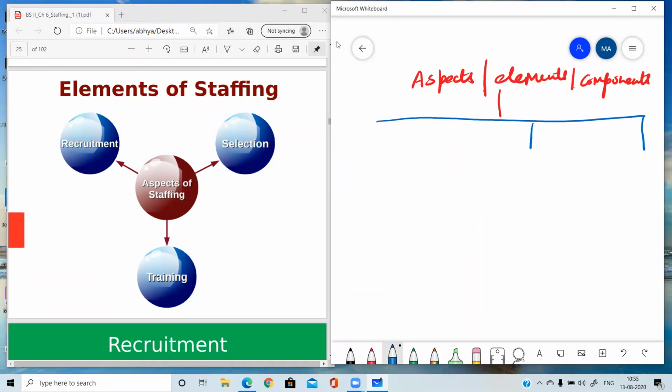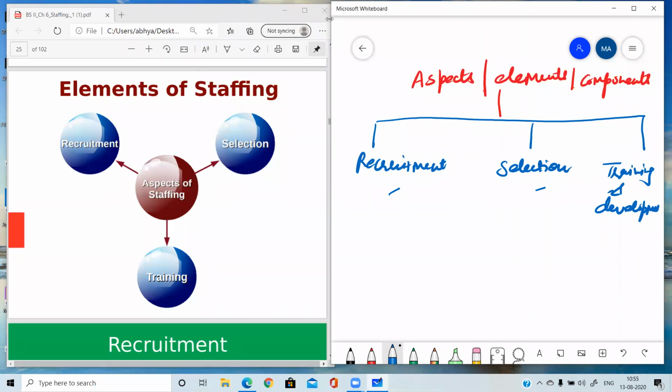Which three? So these three are the recruitment. Already I have introduced all three topics in the staffing process. Selection and training and development. And this is the next topics of the chapter, and only three topics are left: recruitment, selection, training. So recruitment, what does recruitment mean?